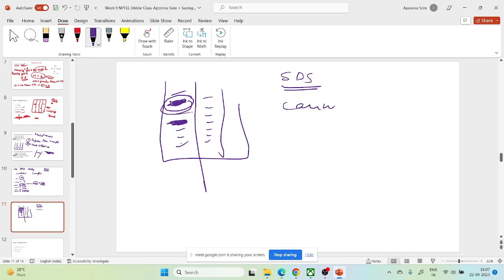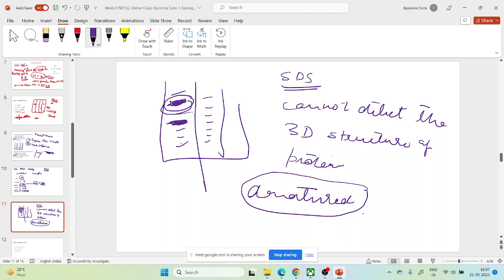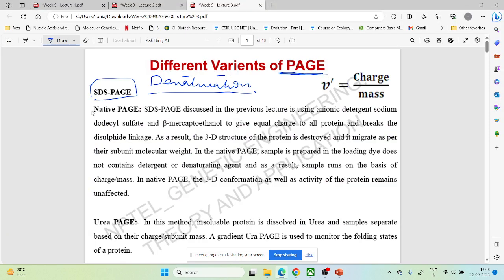So in SDS PAGE you cannot detect the 3D, that means the three-dimensional structure of the protein, because your protein is denatured. But there are some other variants where the protein is not denatured, and therefore you can have an idea about the 3D conformation of your protein, and that is your native PAGE.